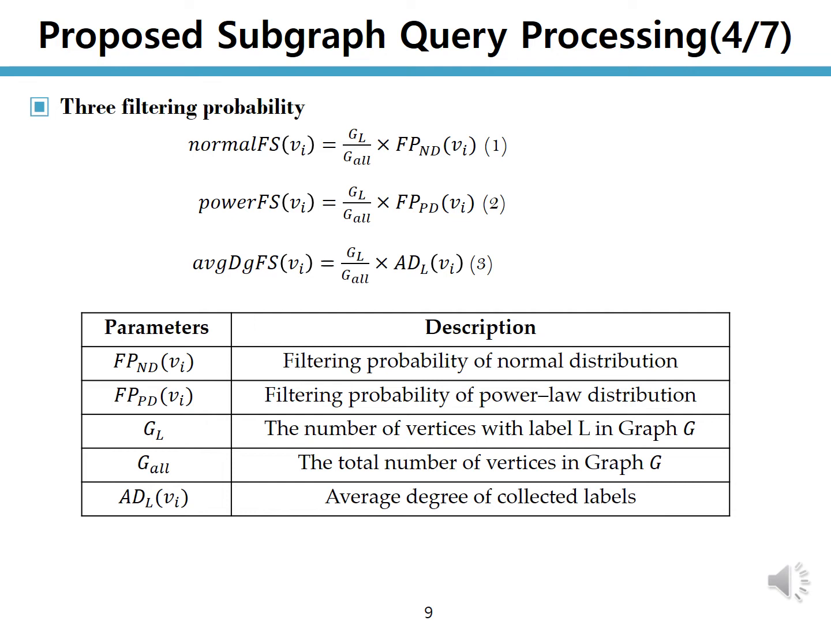Normal FS is calculated by equation 1, where G_all is the total number of vertices in graph G, G_L is the number of vertices with label L in graph G, and FPND(Vi) is the filtering probability of normal distribution. Power FS and ABG-DGFS are calculated by equations 2 and 3 respectively, where FPPD(Vi) is the filtering probability of power law distribution, and ADL(Vi) is the degree of collected labels.